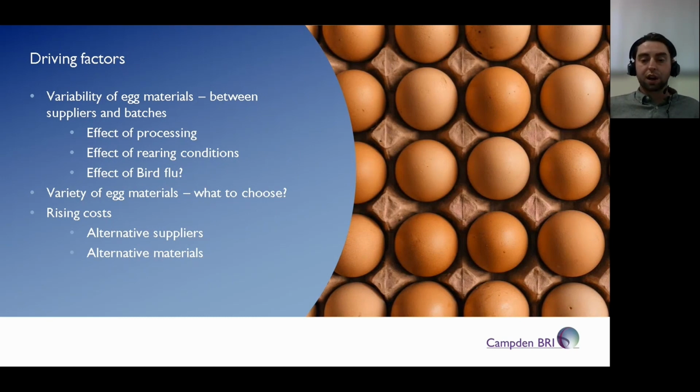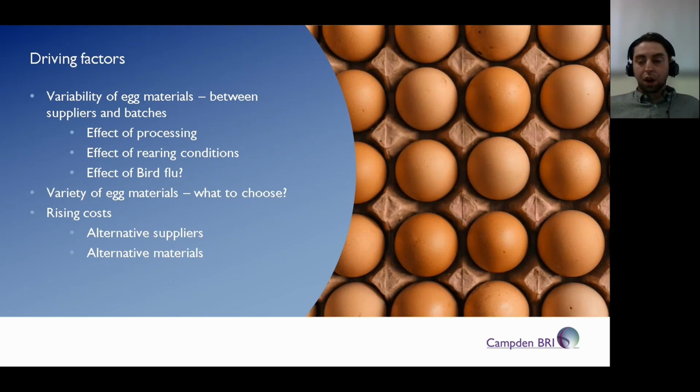Quite often liquid whole egg has to be pasteurized, has to go through a heating process. That heating process can decrease some of the functionality. Sometimes eggs are turned into egg powders. How these are spray dried, the temperatures that these are spray dried at, can affect the amount of denaturation and therefore the amount of functionality of these products.